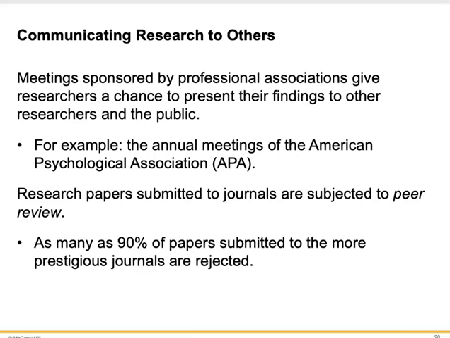Lastly, research papers submitted to journals are subject to peer review. As many as 90% of papers submitted to more prestigious journals are rejected. It's a panel of us that would take a look at the paper and scrutinize it. How was it done? Were the statistical tests used relevant? Were they the right ones to use? Were there methods that were maybe not as great? Do the conclusions they reached make sense based on how they conducted the experiment and what the results were?